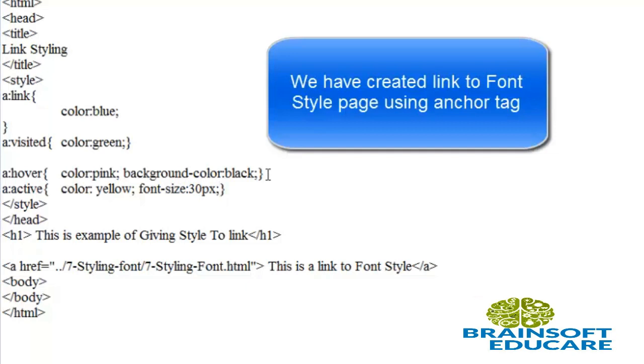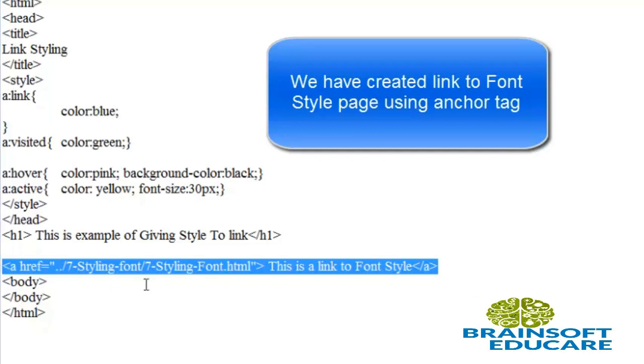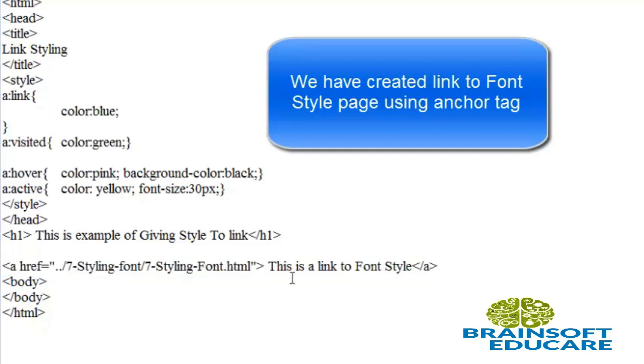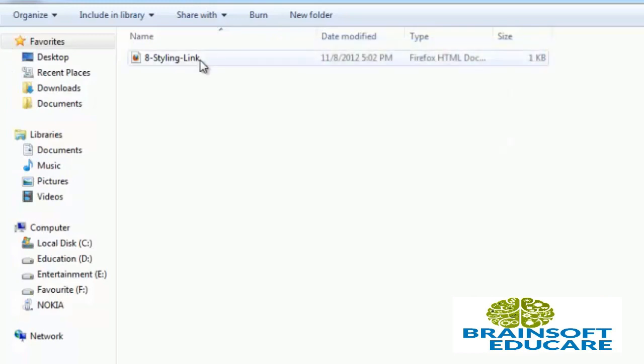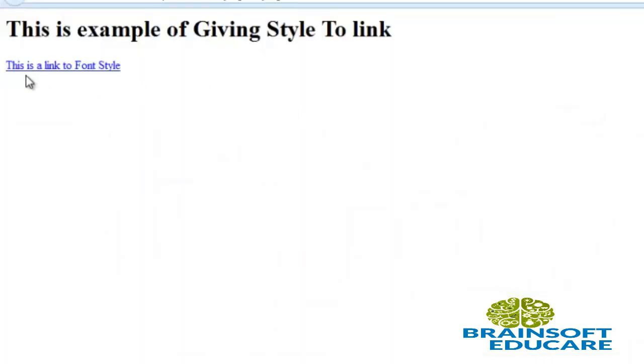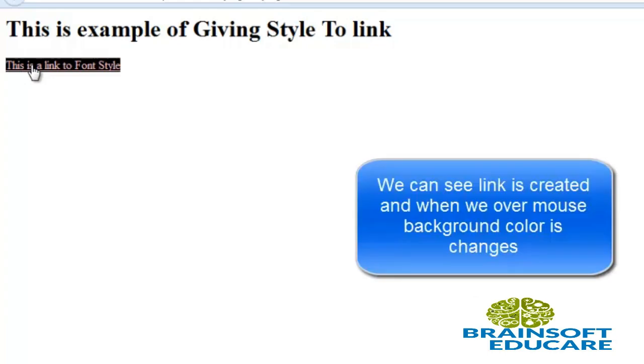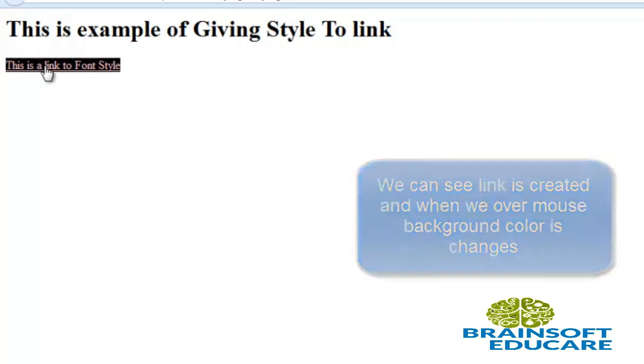Now let's run and see what happens. We have given one link which links to stylingfont.html. So let's run. We can see one link is created which is in blue color. Now we hover the mouse over the link. So the background color is set to black and the color of the link text is pink.